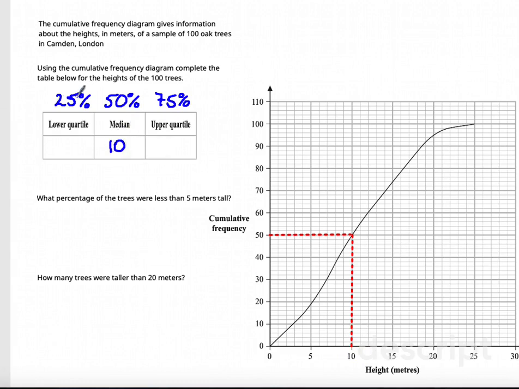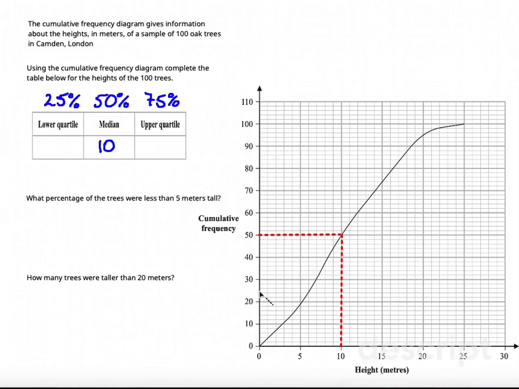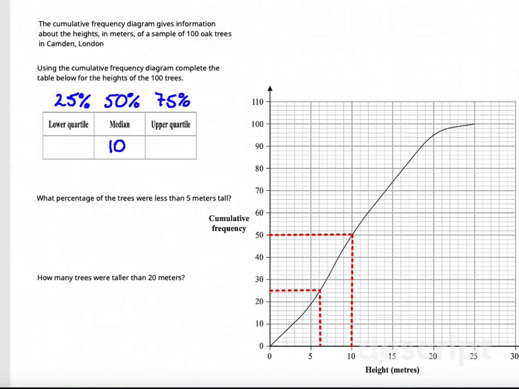Let's look at the 25% mark. Well, again, because we have 100 trees here, we're very lucky that will actually be at 25. So again, I'm going to draw a horizontal line from 25 across until I reach the graph and down. Now you want to try and be quite accurate. Don't just assume it's on the grid because that's easy to read. But I'm going to read that as 6 meters. I would say that the 25th tree is 6 meters. I'll record that here.